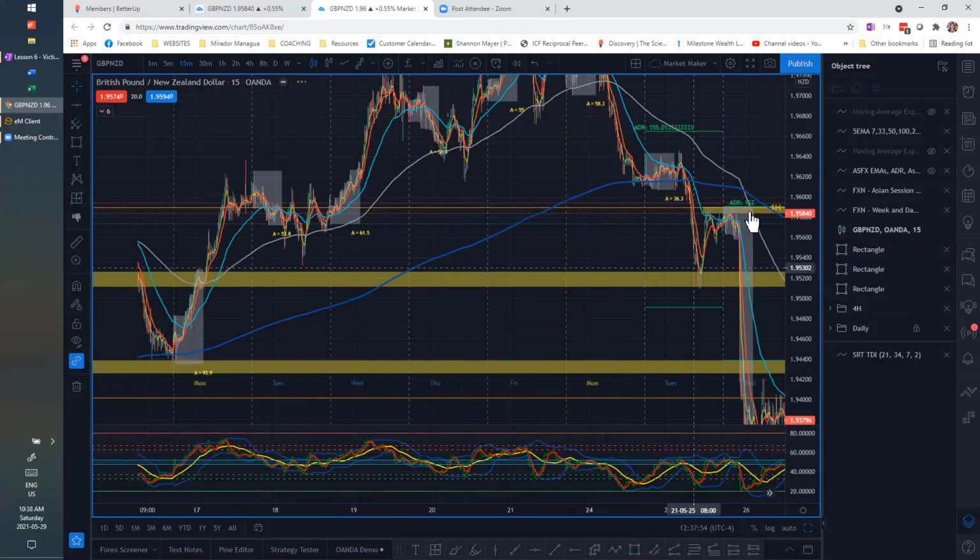I don't usually draw these on the 15-minute. Sometimes I'll just put a single line on the 15-minute because I like the hours better. It gives me a little bit bigger range and usually a little bit safer for TPs to worry about it.